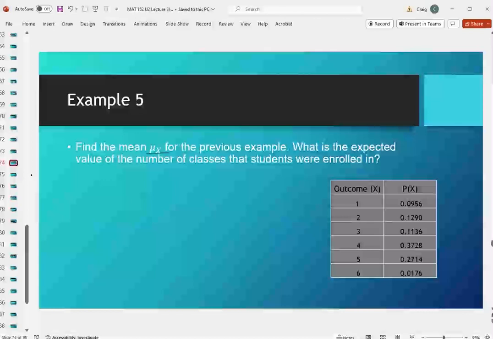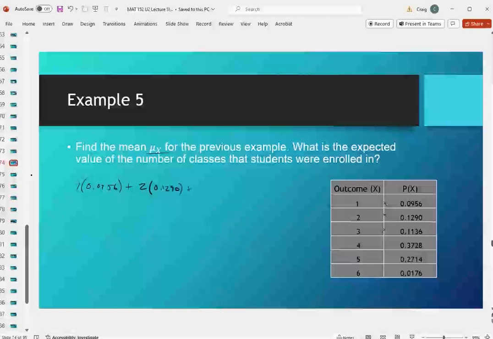All right, let's find the mean here. What is the expected value of the number of classes that students were enrolled in? So if we randomly choose a person, what's the expected value? What do we expect to get if we randomly choose someone? Okay, and so all we're going to do is just multiply all of these and add them up. Okay, 1 times 0.0956 plus 2 times 0.1290.